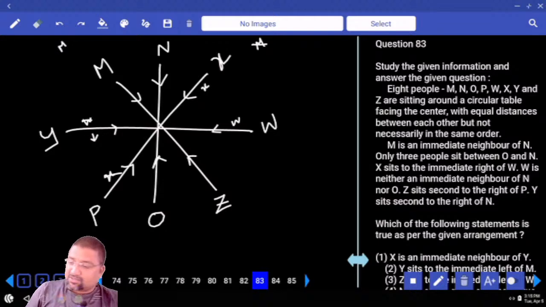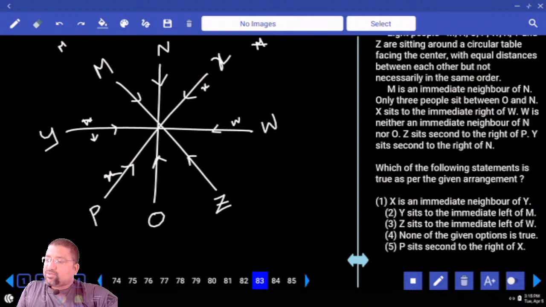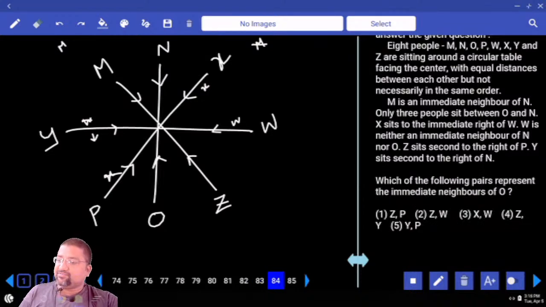Will you mark the answers or do you want me to solve? Which of the following statements is true as per the given arrangement? X is an immediate neighbor of Y. No. Y sits to the immediate left of M. Yes or no? No, Y sits to the immediate right of M according to the arrangement. Z sits to the immediate left of W. Yes. 84. Which of the following pair represents the immediate neighbors of O?